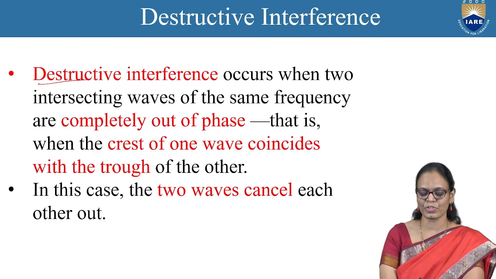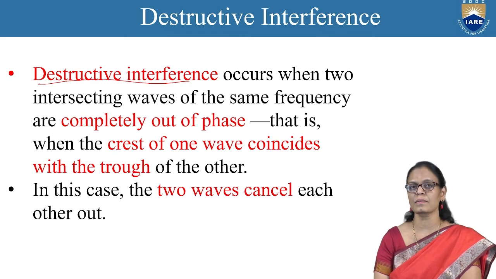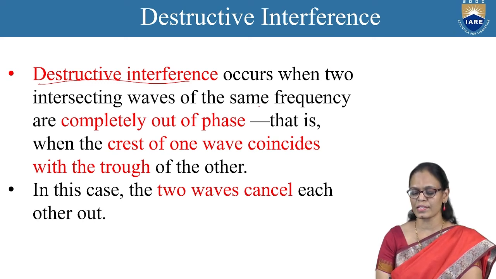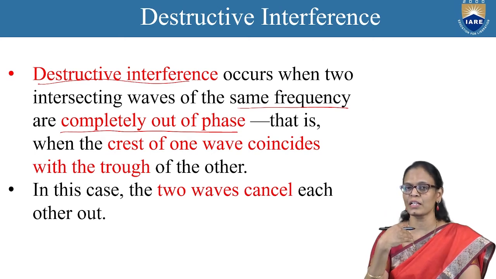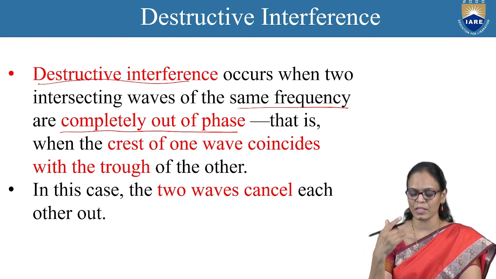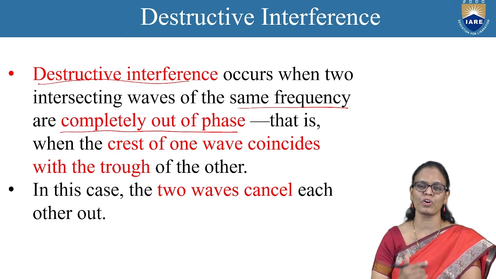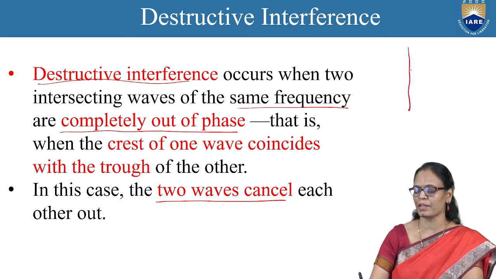Now coming to destructive interference. Destructive interference occurs when two waves of the same frequency are completely out of phase. When we say completely out of phase, it means the crest of one wave falls on the trough of the other. If you have to visualize how they fall out of phase, the crest of one wave will fall on the trough of the other wave, and then the two waves will cancel each other.